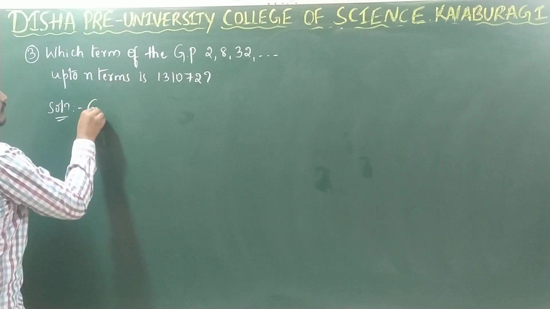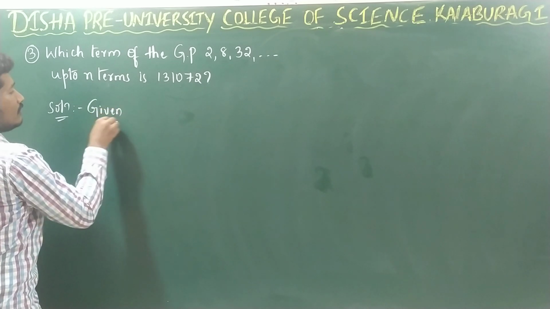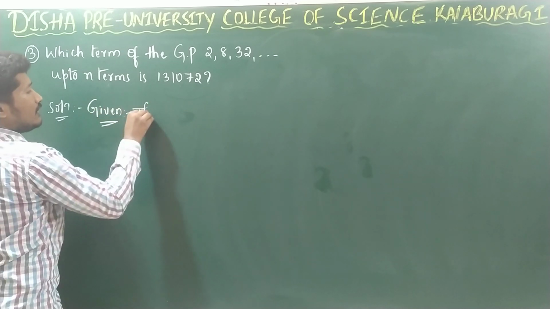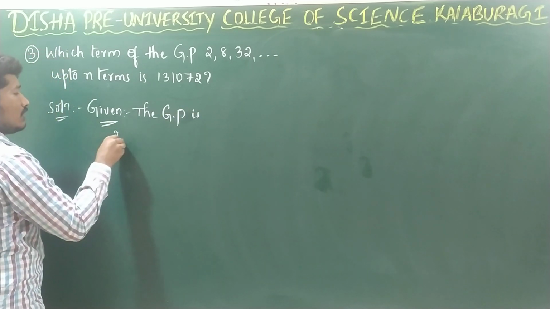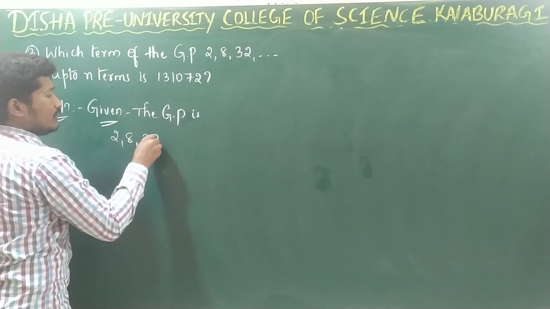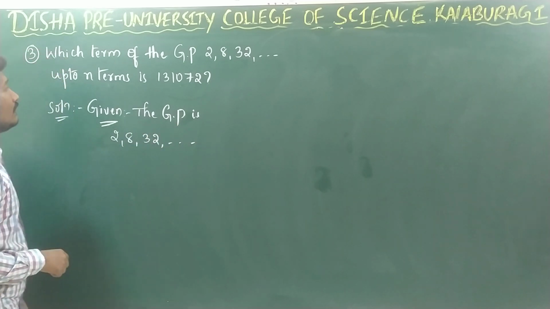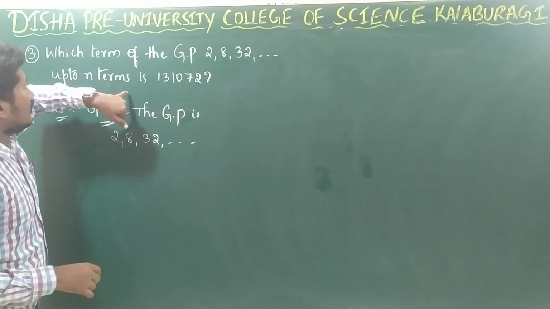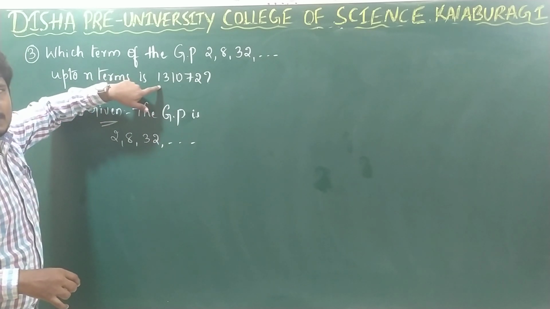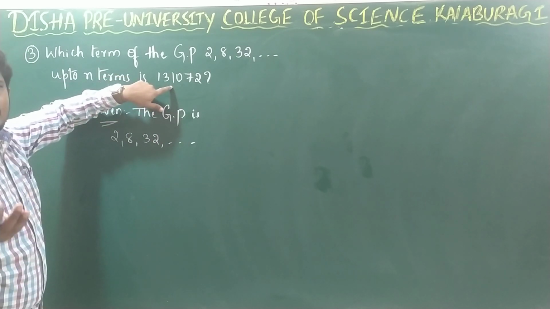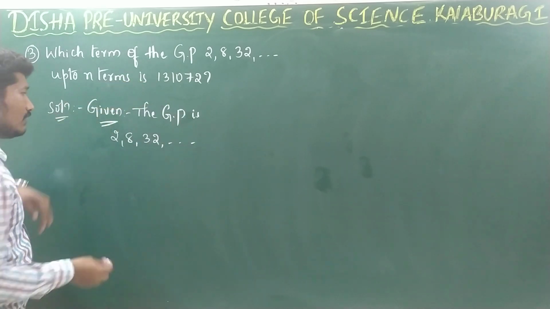First, let us write the given. What is given to us? We are given the geometric progression. So the GP is 2, 8, 32, and so on. Right? Next, see. Here we don't know the value of n, that is, at what position this is present. Let us consider this is the nth term. This is the nth term given, right?